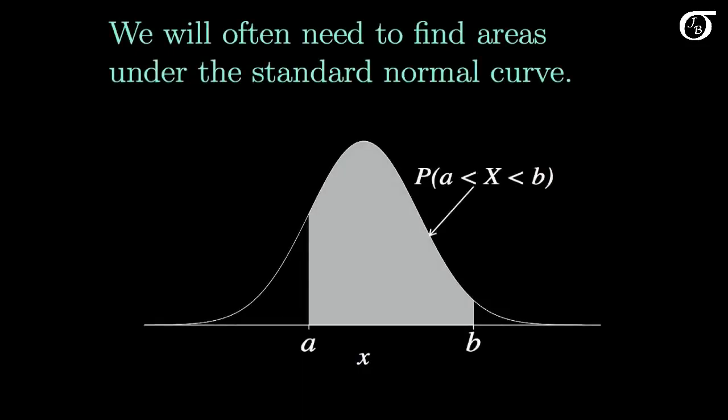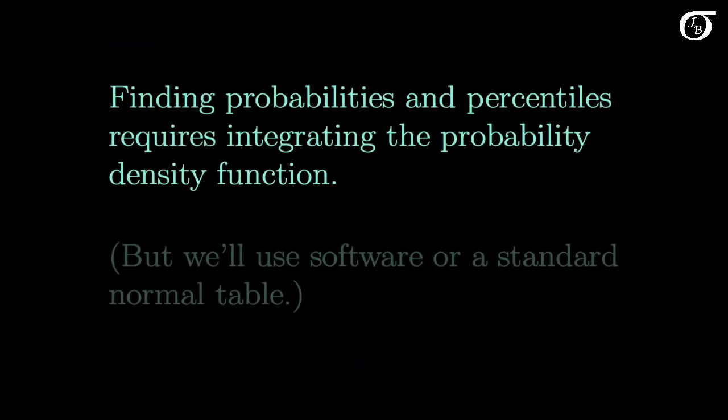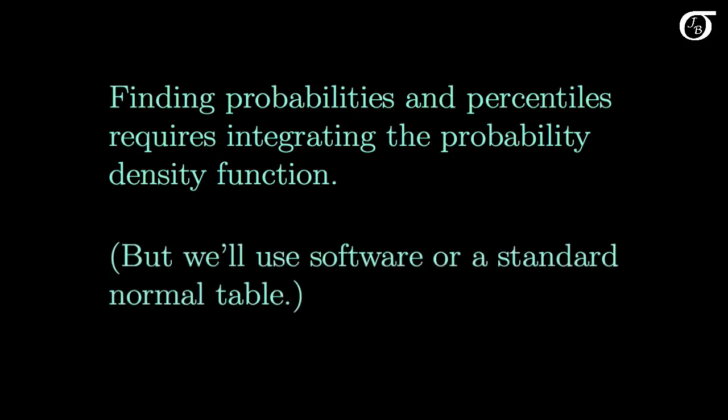As we will soon see, we very often need to find areas under the standard normal curve. Probabilities are simply areas under the curve, and very often the question of interest involves finding a probability. Finding probabilities and percentiles for the normal distribution requires integrating the probability density function. There isn't a closed-form solution, and it must be integrated numerically. Fortunately for us, we're going to use software or a standard normal table to actually find these values in practice.